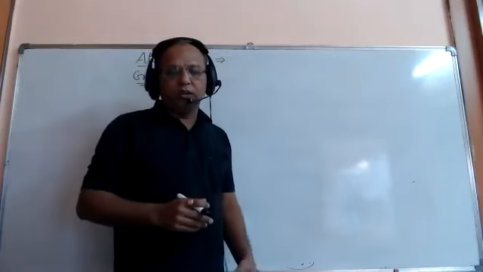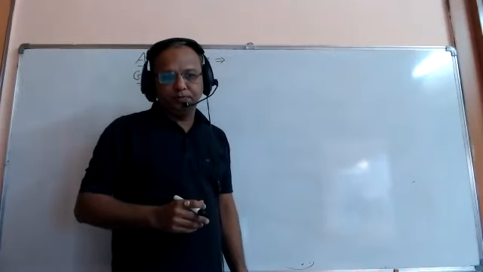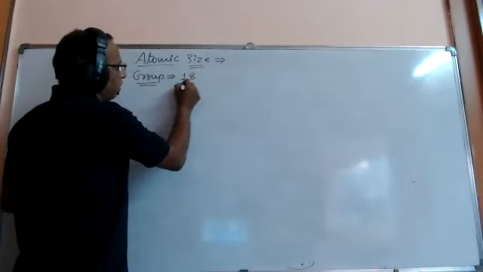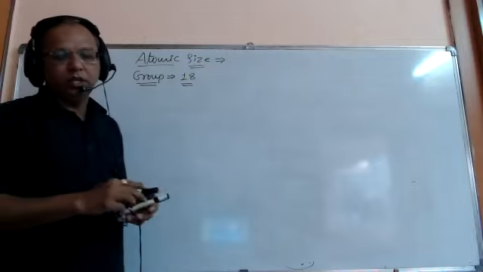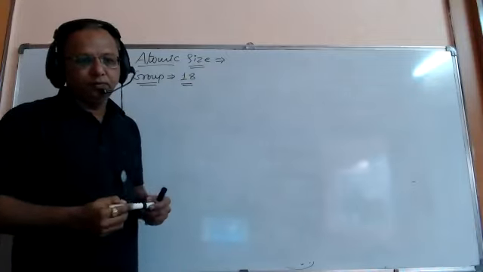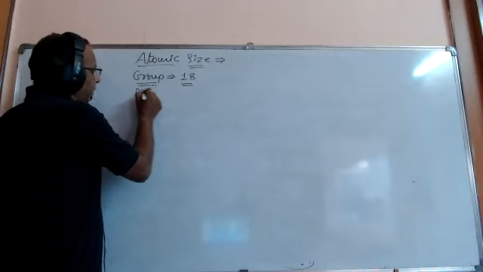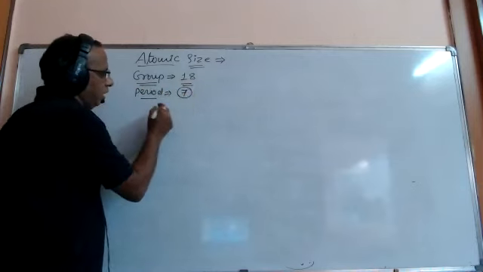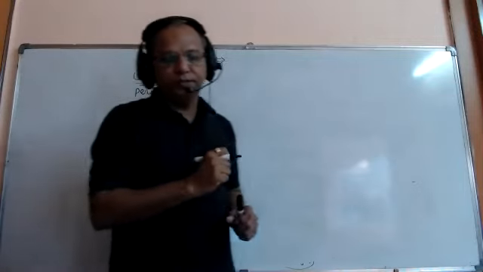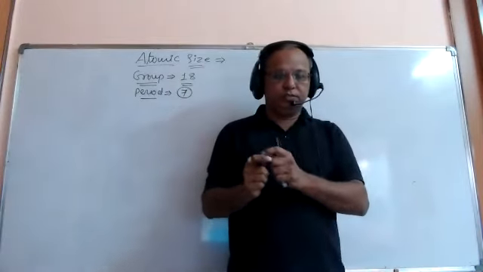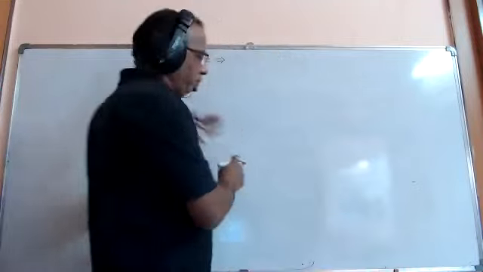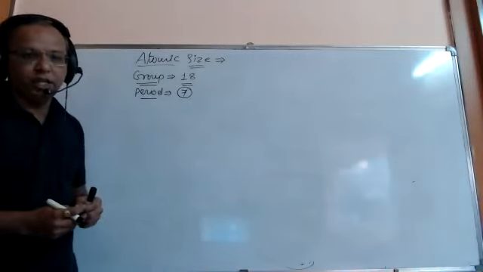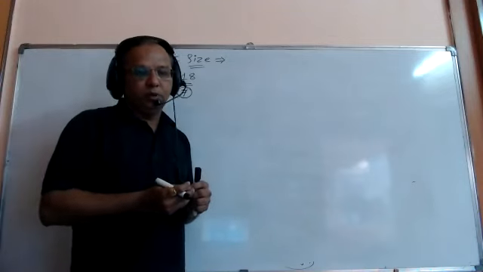Vertical columns are called groups, and a total of 18 groups are there in the periodic table. In a period, friends, there are 7 numbers, and they are horizontal rows from left to right. If we go from left to right, it is called a period. A total of 7 periods are there in the periodic table.